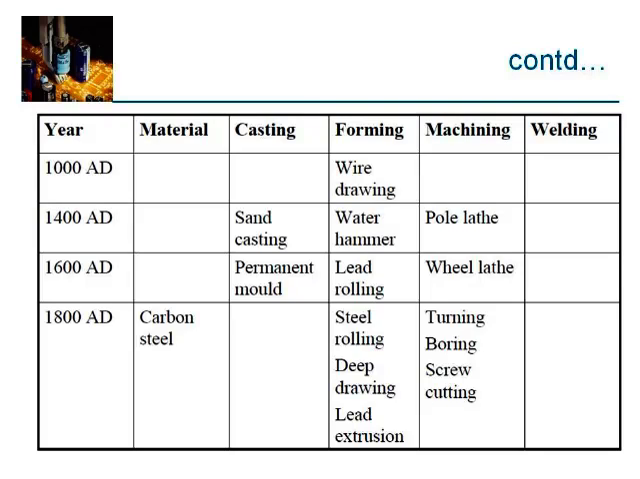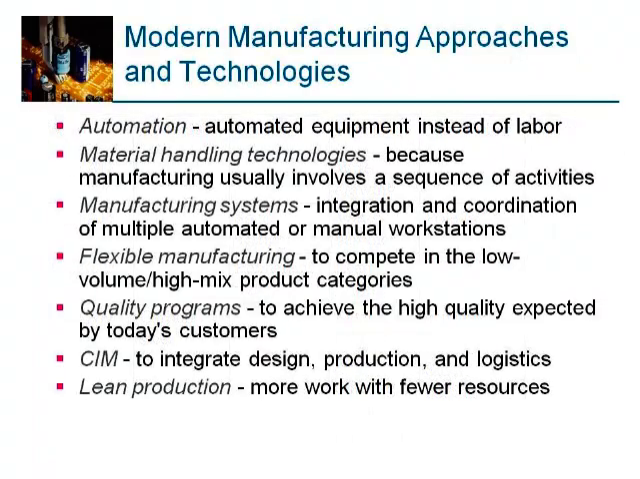In this, we use a word called automation. What is this automation? We do process automation, using automated equipment instead of labor. Material handling technologies, because manufacturing usually involves a sequence of activities, and manufacturing system integration and coordination of multiple automated and manual workstations. Flexible automation to compete in low volume, high product mix categories. Quality programs to achieve the high quality expected by today's customers. CIM, computer integrated manufacturing to integrate design, production and logistics. Lean production, more work with fewer resources.